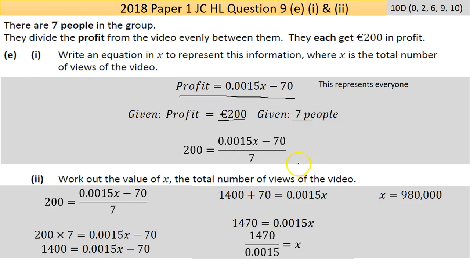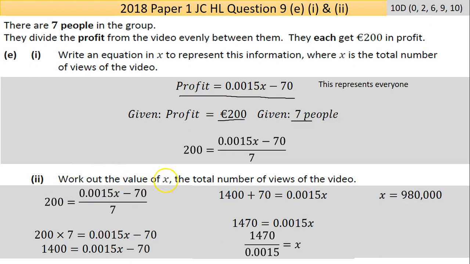Okay, so 200 each is the profit divided by the 7 people. Now we can multiply that across and go 7 by 200 is 1400 equals 0.0015x minus 70. Well, I'm sure we could bring that 7 across, as I said, and finish it off, but I just left it like that.